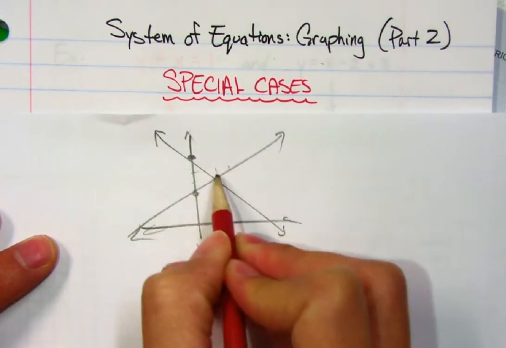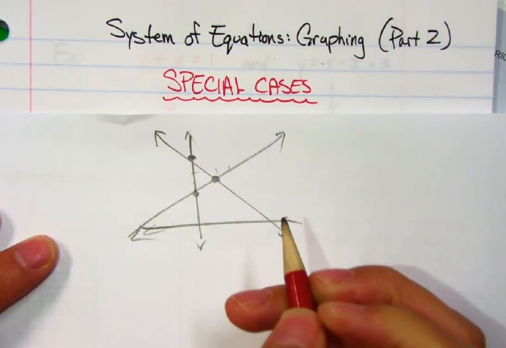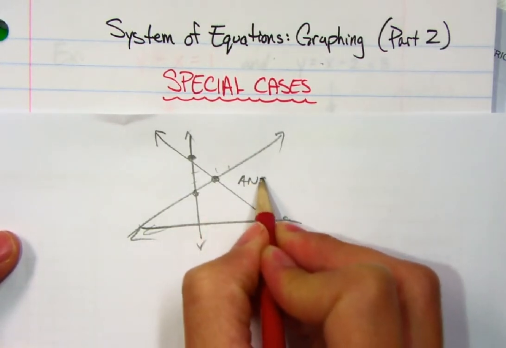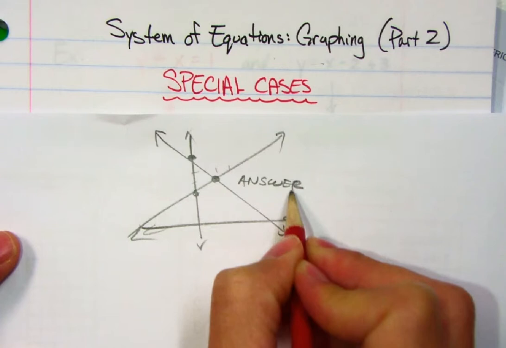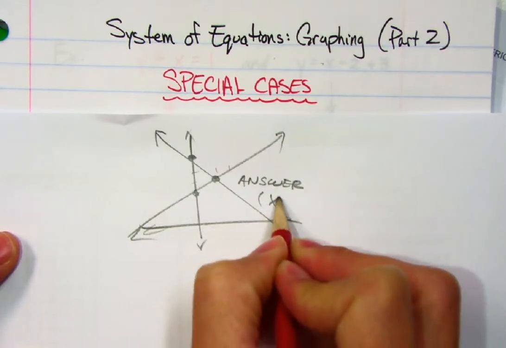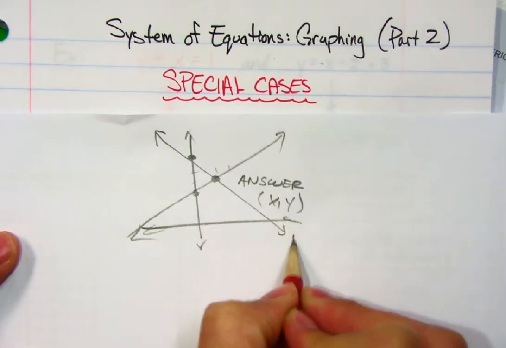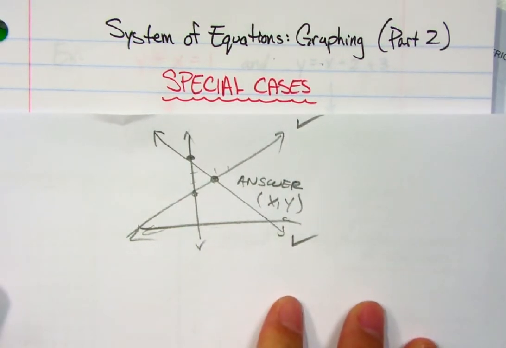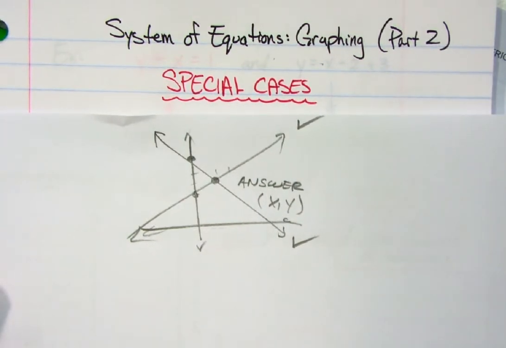My goal was to look to see where they intersect. Where do they cross? That point is the answer to the system of equations, the point at which both the x and the y work for both of the lines. Okay, so we went over that and we'll do some more practice with that. But now we're going to talk about special cases.